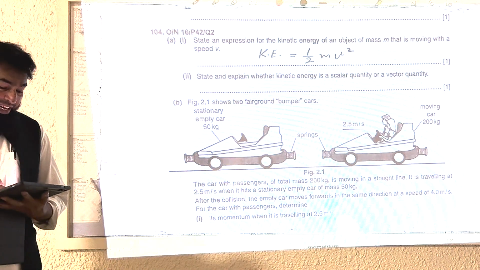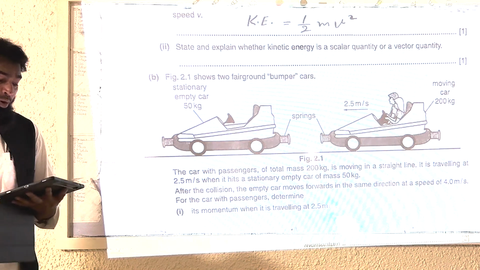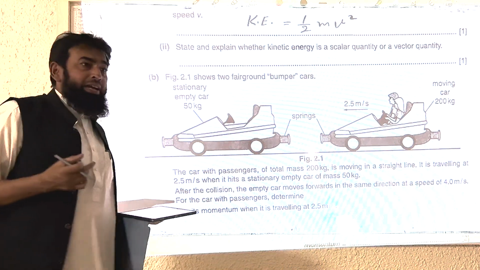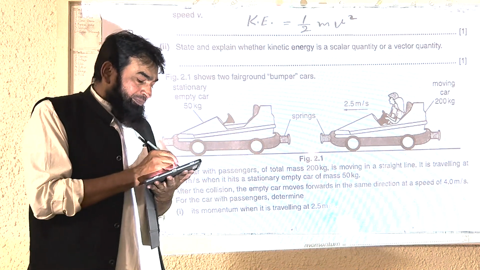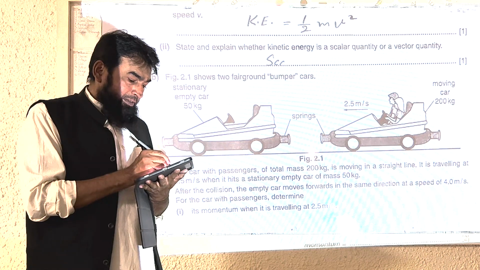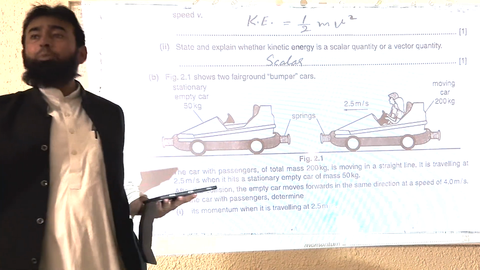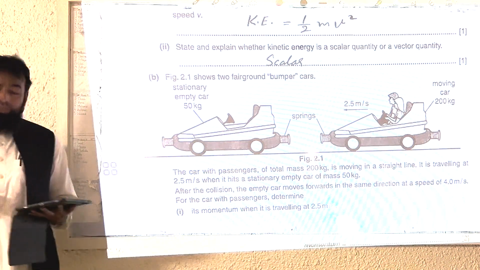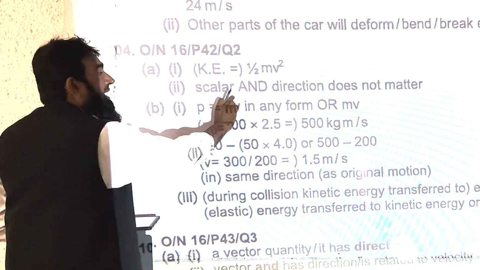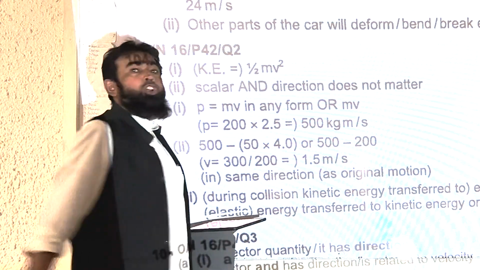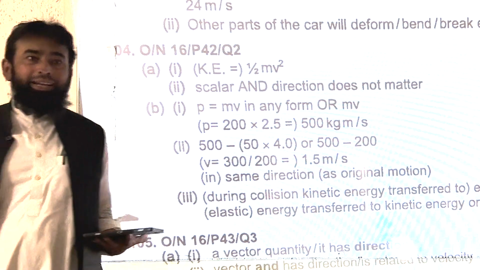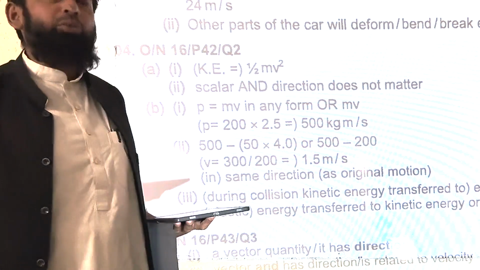Next part. State and explain whether kinetic energy is a scalar quantity or a vector quantity. It is a scalar. I told you whatever the type of energy is, that is a scalar quantity. Okay? It is a scalar quantity and direction does not matter.